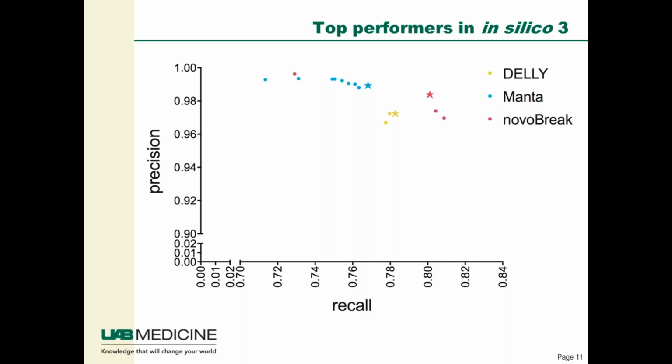As we can see from the figure, the precision of all these tools is very high, but NovelBreak outperforms the other tools, mainly due to its high sensitivity, especially for insertions. NovelBreak can identify 100 more true ground truth insertions than Meta, and 120 more true insertions than DELLY. So that's why NovelBreak is better than the others.